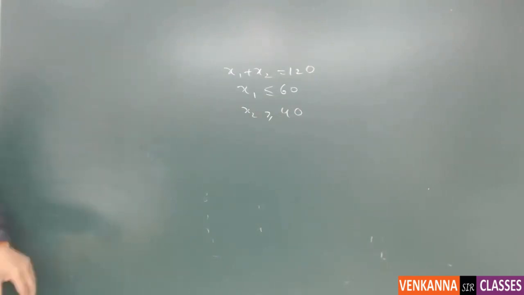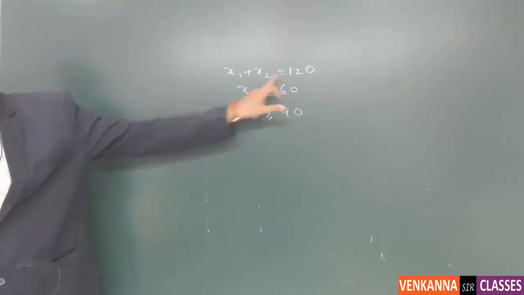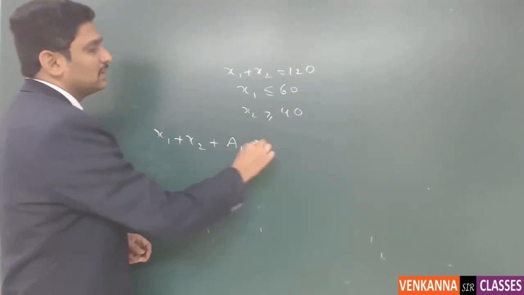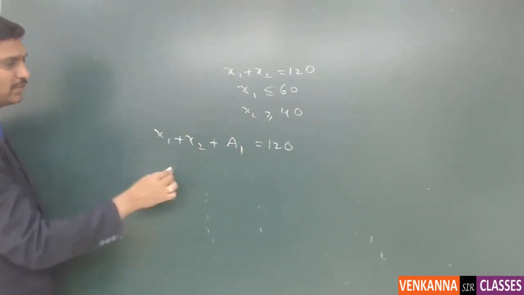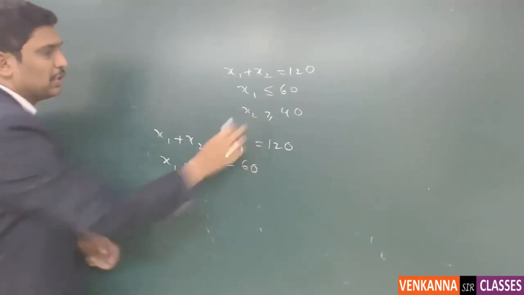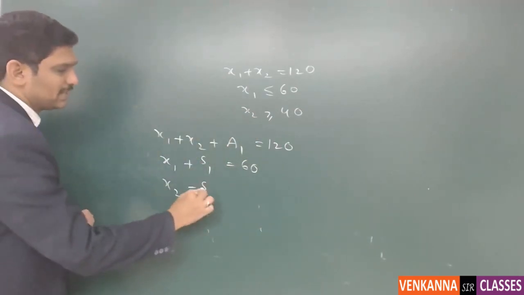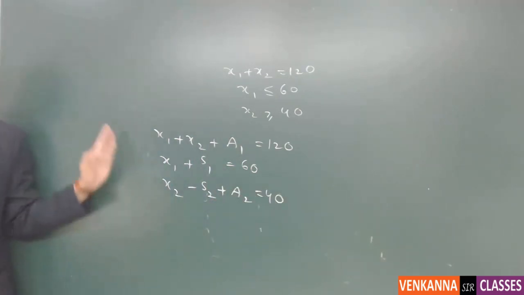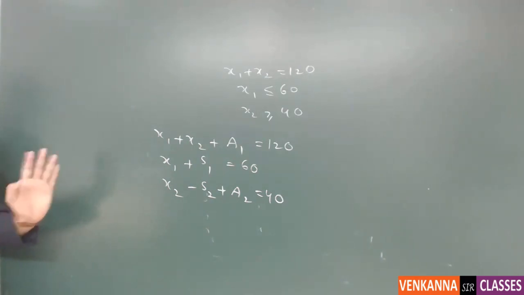So first of all, let us write the canonical form. Since this is an equality, we should introduce an artificial variable here. So x1 plus x2 plus a1 is equal to 120. And here you have the slack variable, so x1 plus s1 is equal to 60. Then you have the surplus variable as well as the artificial variable, so x2 minus s2 plus a2 is equal to 40. This is the canonical form we write. And you have given minimum z is equal to 4x1 plus 6x2.